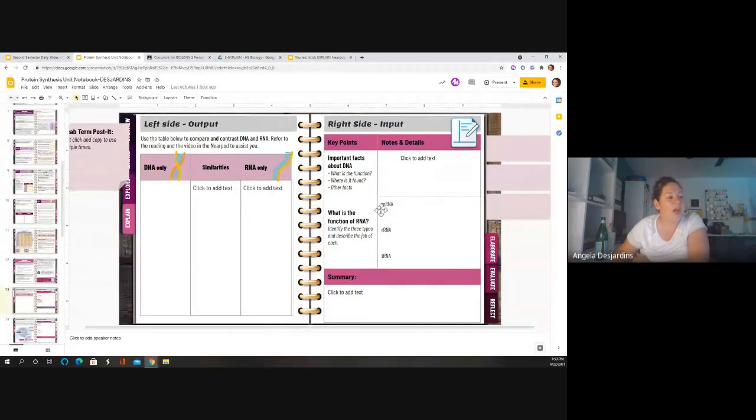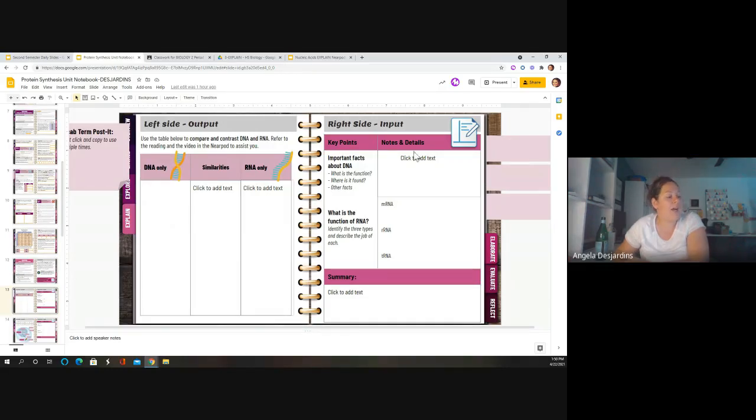Okay, so what is the role of the mRNA? What's important about it? What does it do for the production of proteins? What does it do for the family of nucleic acids? Same thing for your rRNA and same thing for the tRNA.